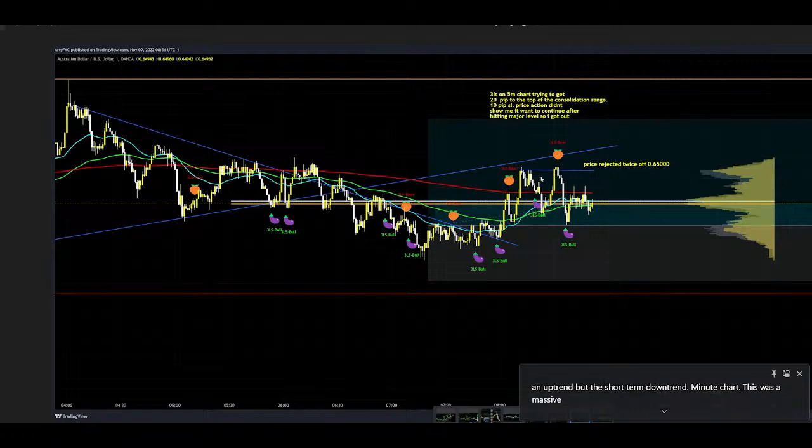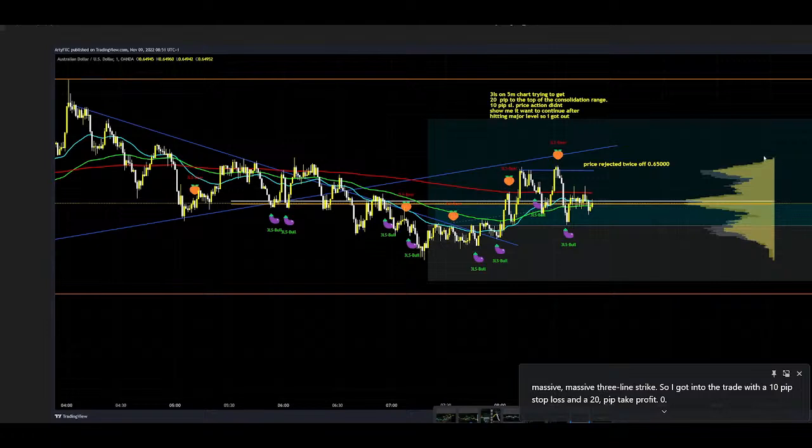And as price started to go in my direction, price rejected twice off of the same level at 0.6500, which is an even bank level, psychological level. Price kept coming down. I didn't anticipate it coming back up, so I ended up closing my trade early, which was still in profit.